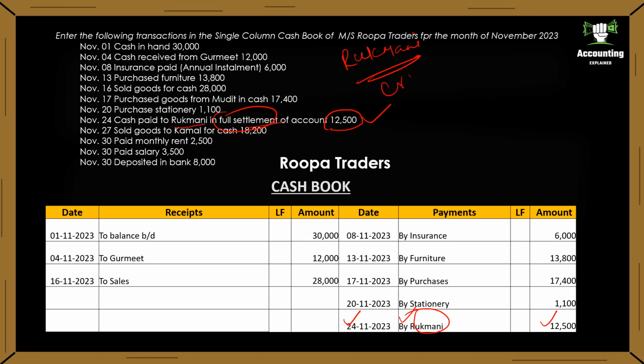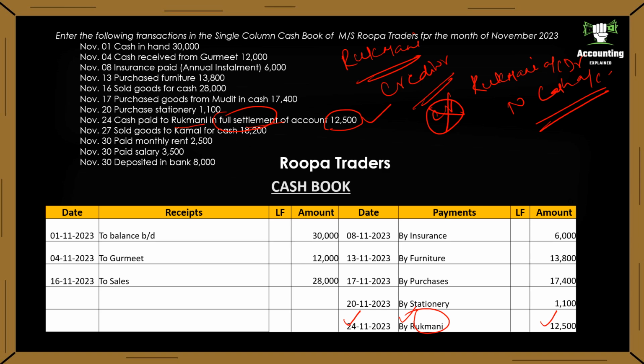Creditor means she would have got a credit balance. Now you are cancelling that credit balance by paying. When you cancel the credit balance, you have to debit. That's why you are going to debit Rukmini account. Your cash, you're paying by cash. Cash is an asset that is going to decrease in value. So to cash account is the journal entry for the same.